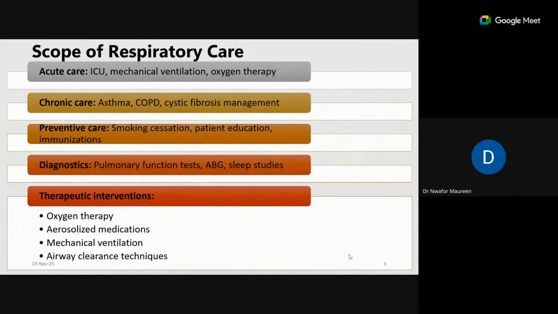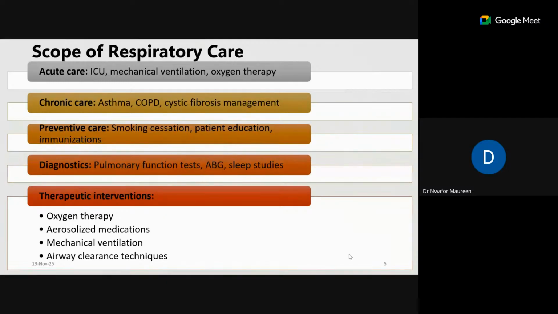The scope of respiratory care can be found in acute care, when the patient is seriously, critically ill. You find such patients in intensive care units. They may be on a mechanical ventilator or just on oxygen therapy. In chronic care, you take care of asthmatic patients, COPD, it may be in outpatient, as the case may be, even at home. In terms of preventive care, which we still do, maybe smoking cessation, patient education is the key.